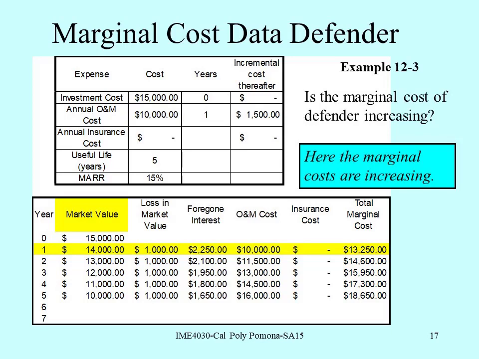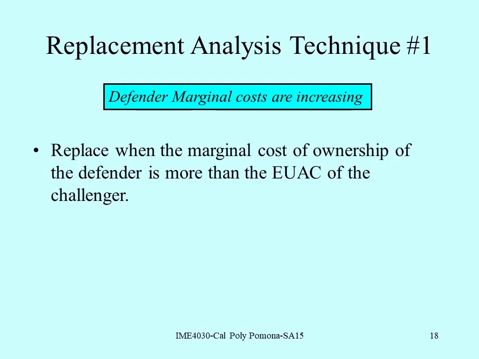Let's go to slide number 18. The replacement analysis technique number 1. This is what we use when Defender marginal costs are increasing. Then we replace when the marginal cost of ownership of the Defender is more than the EUAC of the Challenger. So that kind of makes sense, doesn't it? If the EUAC of the Challenger is going to be lower than what we just spent on our Defender, and the Defender's costs are going up, then it's obviously time to replace.